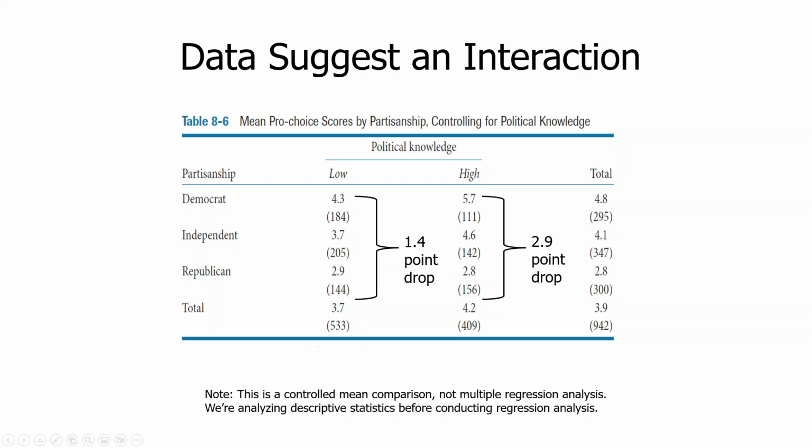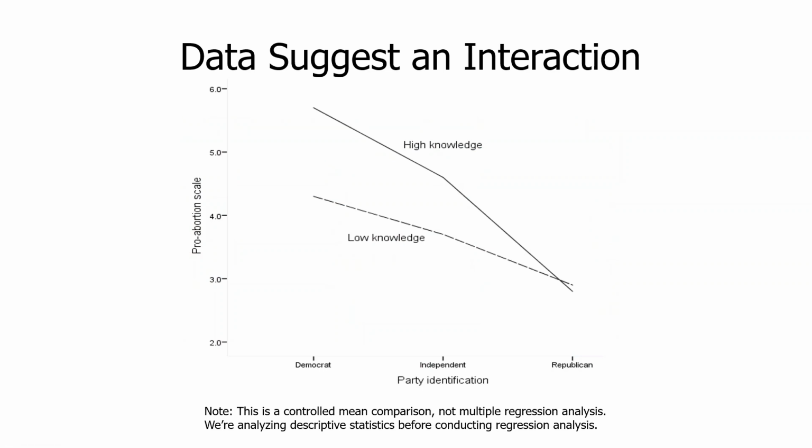Here it is graphically. This really tells the story, doesn't it? Here's that low knowledge line dropping about 1.4 or so across values of partisanship, and here's a much more steeply raked line among high knowledge respondents. So it's almost like when you reach into the data and switch knowledge from low to high, the relationship becomes very well behaved and quite a bit stronger. Let's figure out how to model this in regression.